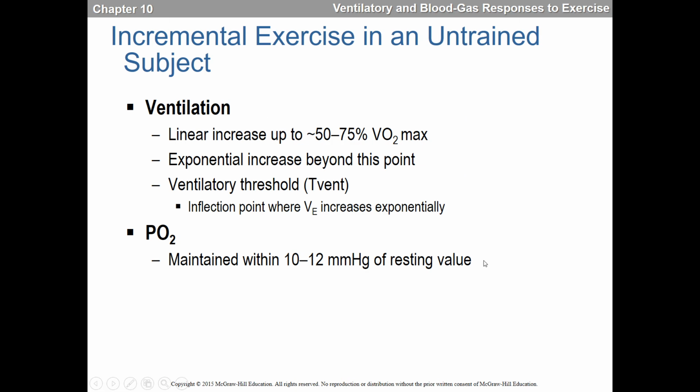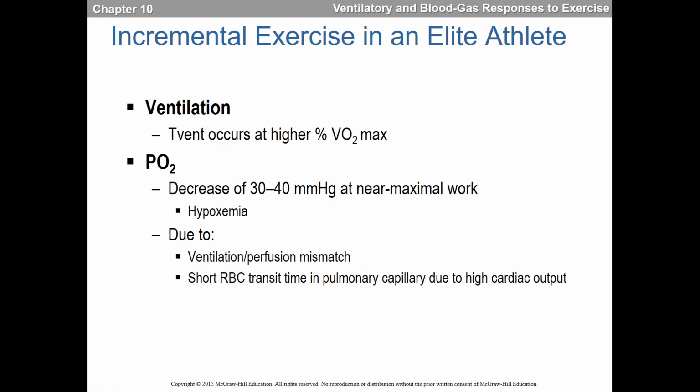Now, incremental exercise in untrained individuals, it seems to be a linear increase in ventilation up to around 50 to 70% of VO2 max, and an exponential increase beyond that point. And this is called the ventilatory threshold. It's highly associated with the anaerobic threshold, the onset of blood lactate accumulation, the lactate threshold. All of these are really just different ways to triangulate and get to a particular point, right? Now, PO2 is maintained within 10 to 12 millimeters of mercury of a resting value.